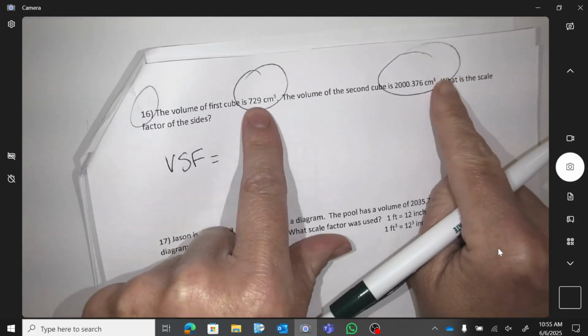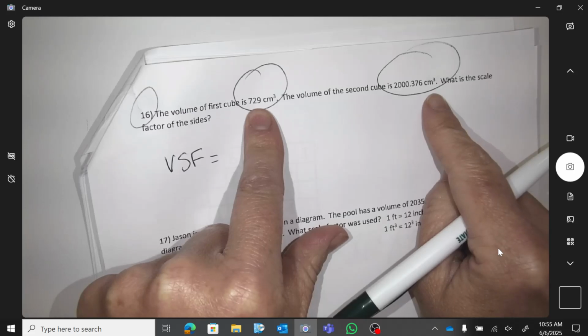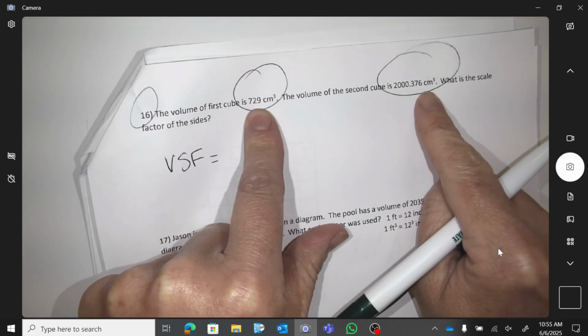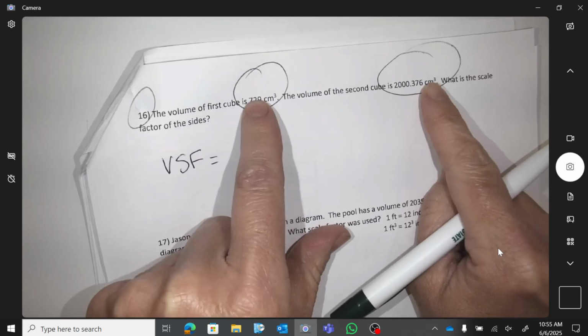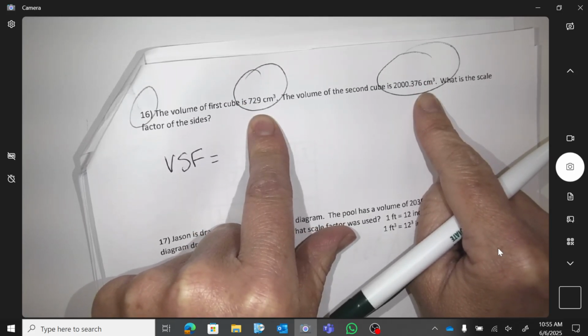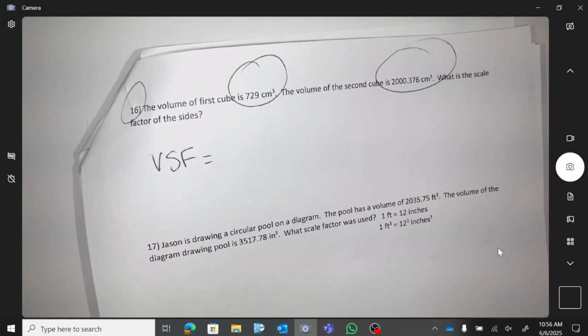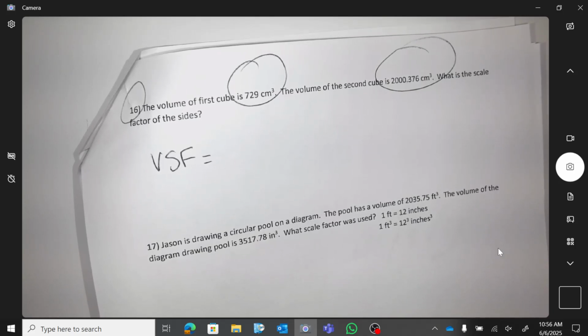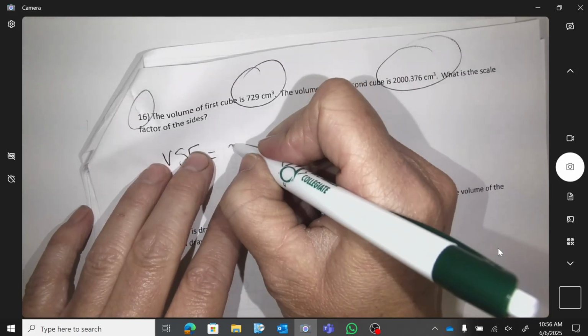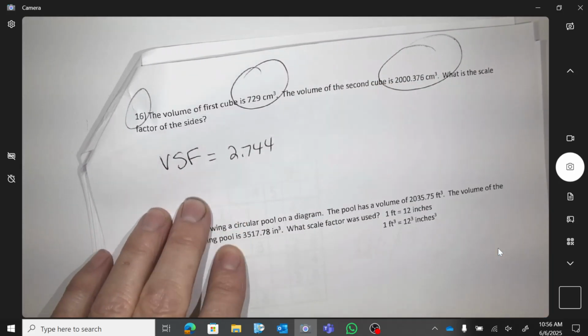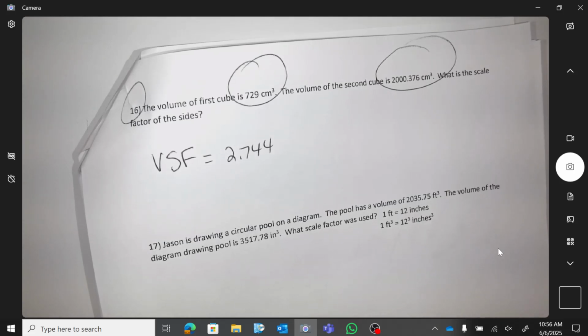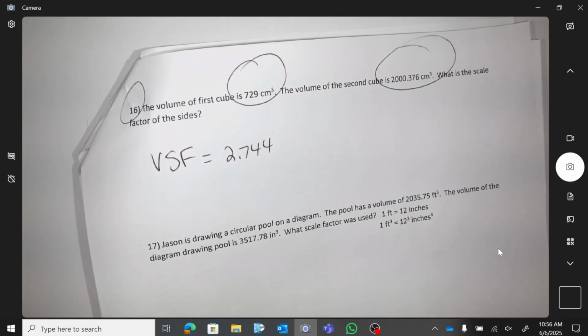Okay, this is comparing volumes. So if I compare two volumes, I'm going to get me a volume scale factor. Should this show me enlargement or reduction? Enlargement. So divide them, make sure it's bigger than 1. Which way are you going to divide to show me that's an enlargement? 2,000 divided by 700. And that equals volume scale factor. That's the change of the volumes with each other, right?